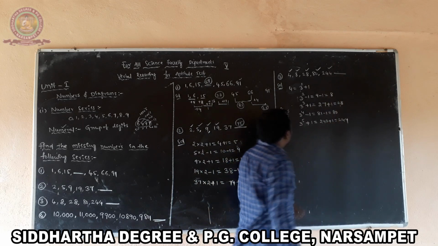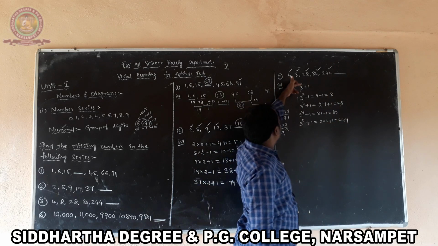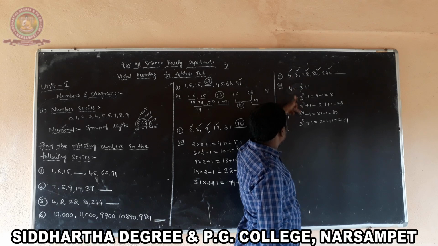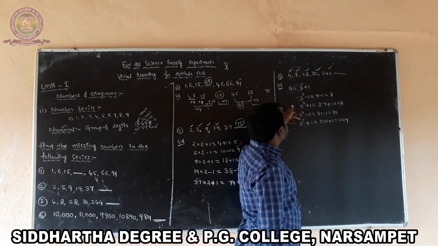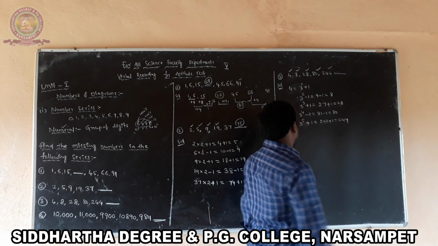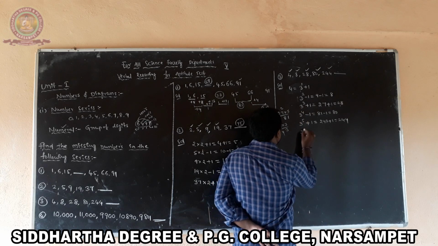The next term is where it is increasing the order: 3 power 1, 3 power 2, 3 power 3, 3 power 4, 3 power 5. The next term is 3 power 6. So that is 3 power 6.